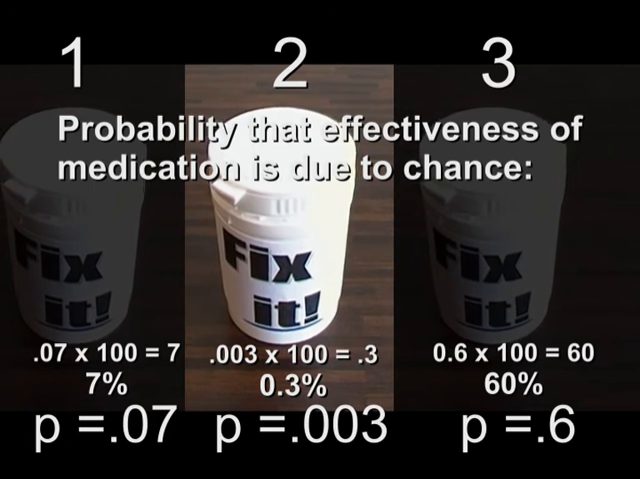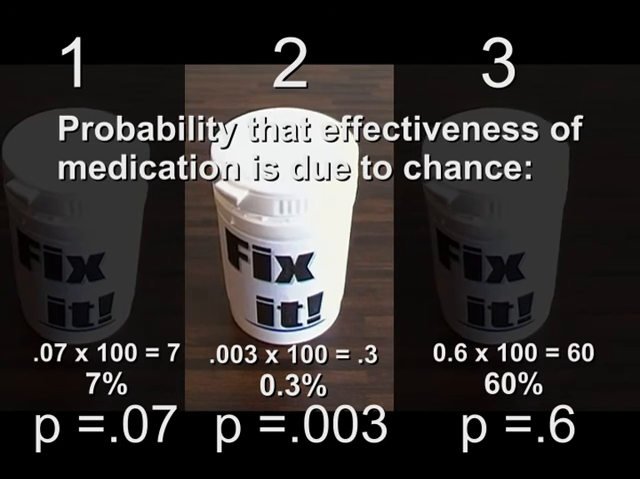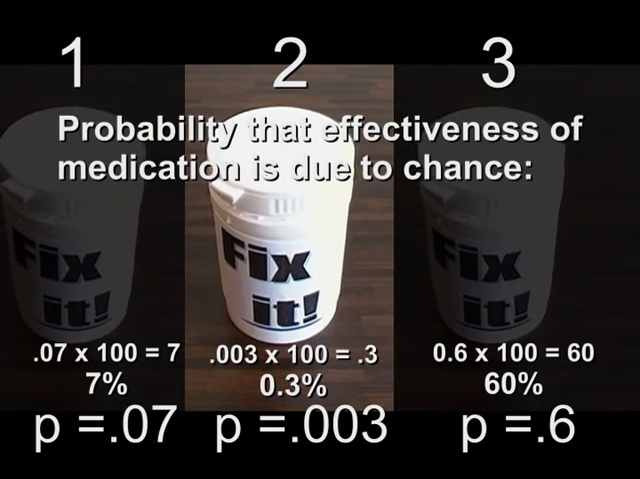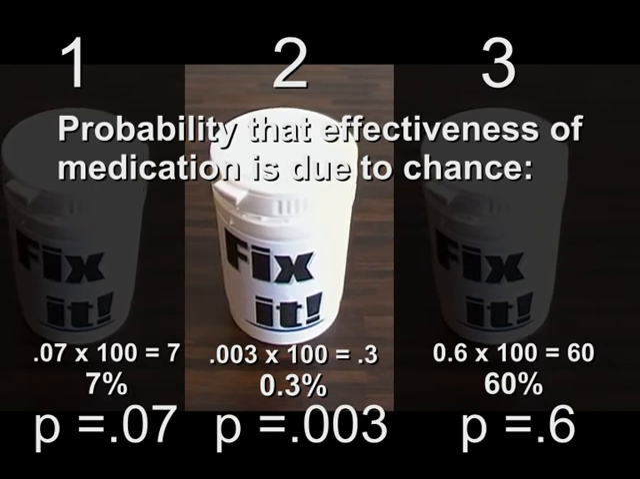As you can see here, option 3 is the worst out of the other options because it has a 60% probability that its effectiveness was actually due to chance. Now we're nearing the end of understanding p-values, but one last thing left to consider are decimals.